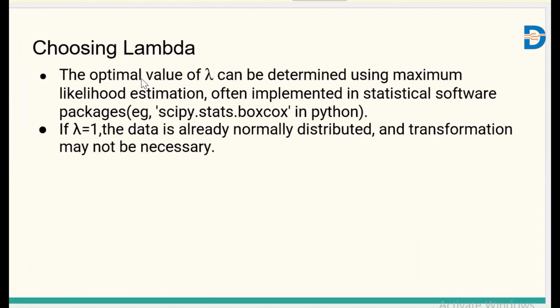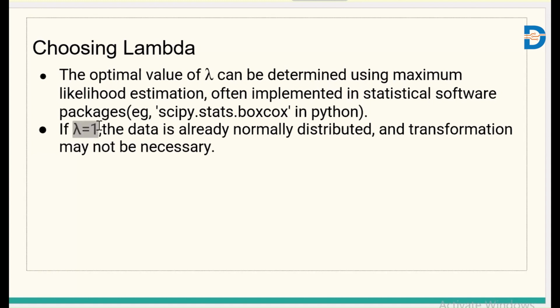Choosing lambda: the optimal value of lambda can be determined using maximum likelihood estimation. Using this method, we'll be calculating the optimal value of lambda. We'll be using the package called scipy.stats, in which there is a module, the method being boxcox.